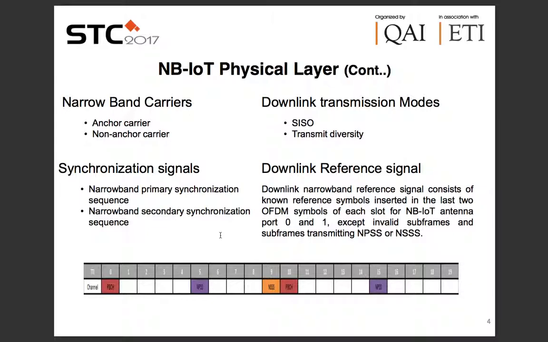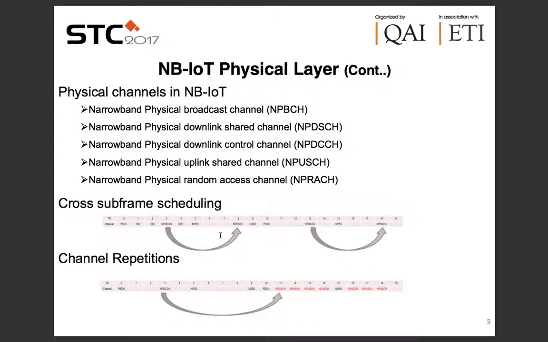Now the target audience for NB-IoT is mostly low data rate devices, so 3GPP stuck with only two transmission modes, SISO and TX diversity. So moving forward, there are only 5 physical channels in NB-IoT: narrowband physical broadcast channel, downlink shared channel, downlink control channel, uplink shared channel, and random access channel. The uplink shared channel can be used for both data transmission as well as ACK/NACK.